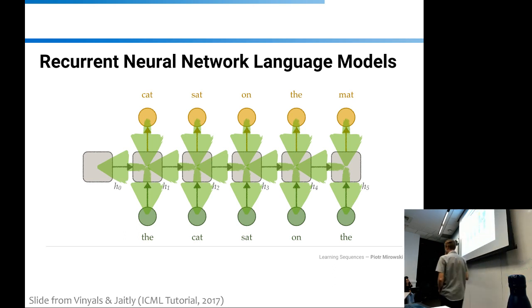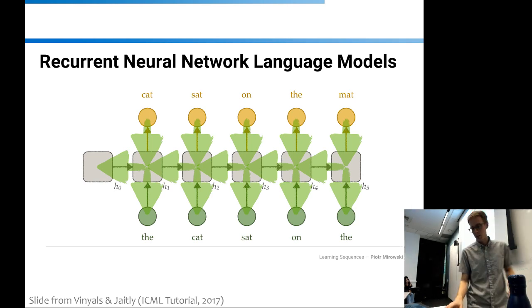Again, we kind of raise this question of, why are we going left to right? Well, you could go right to left just as well. Maybe it depends on the language that you're actually working with.